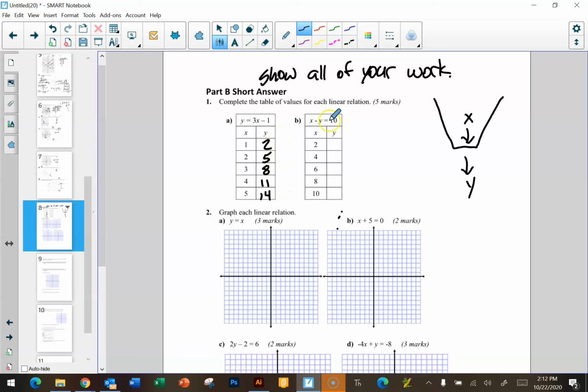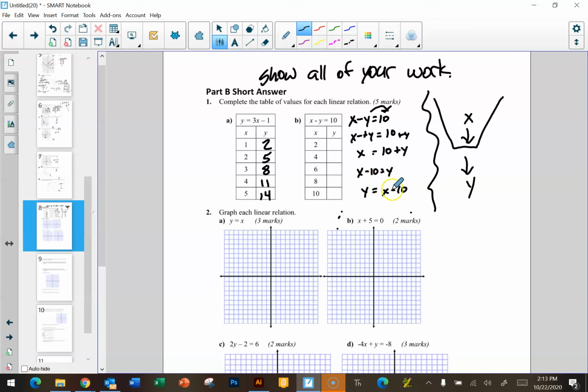x minus y equals 10. Now you could rewrite this equation if you want in terms of y, which some people might be inclined to do. I usually do. It's just the way my mind works. So x minus y equals 10. I would want to get y by itself in positive, so I'd want to bring the y to the other side. In order to do that, I have to add y to both sides, right? And that leaves me with x equals 10 plus y. And then I bring the 10 to the other side because I want it to be y equals. So then I've got x minus 10 equals y.